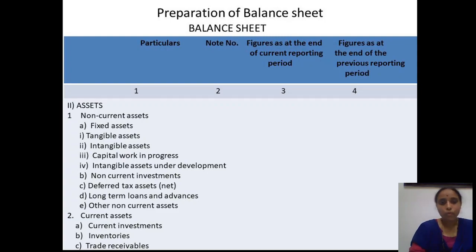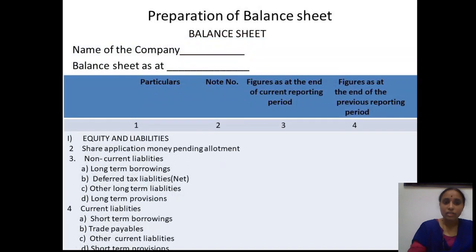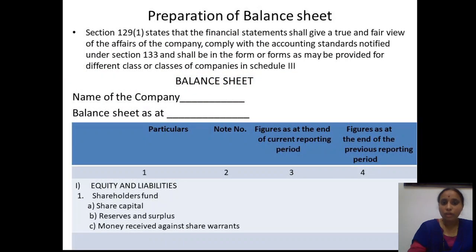So once more I'm going to repeat. You are going to take the equity and liabilities first, then next the assets. Under equity and liabilities you are going to take the shareholders' fund. Firstly the shareholders' fund is to be recorded. Under this shareholders' fund you are going to take the share capital of the company, reserves and surplus, and money received against share warrants. So these are the subheadings under the shareholders' fund.